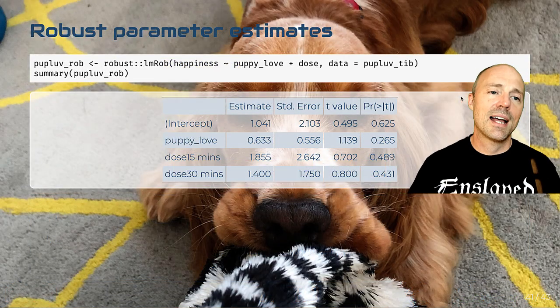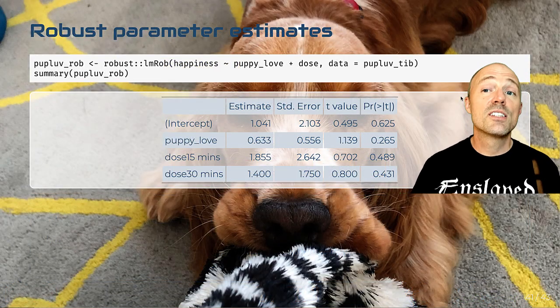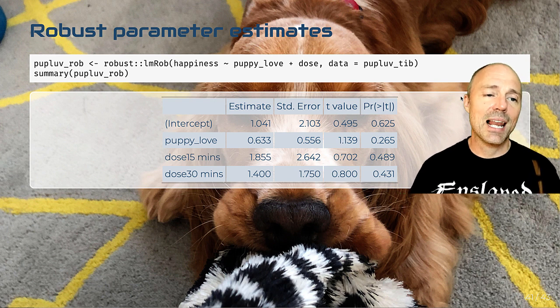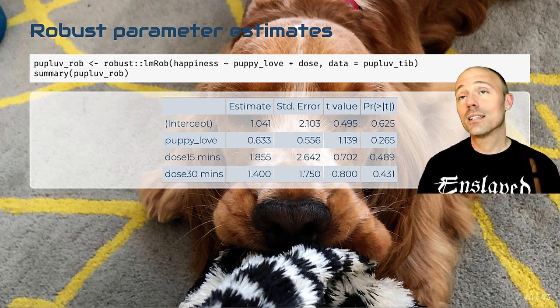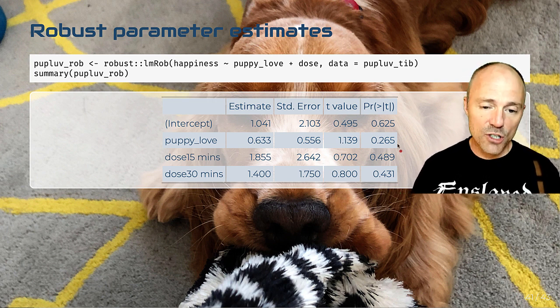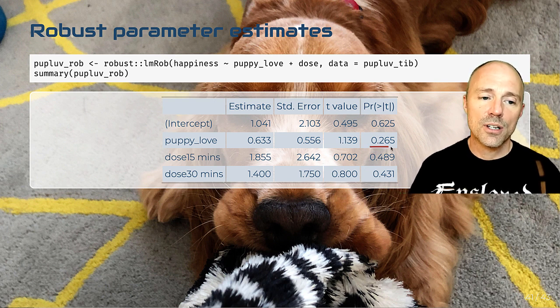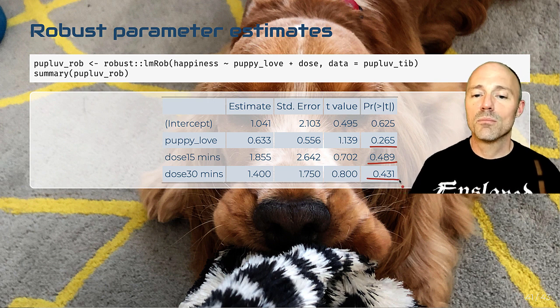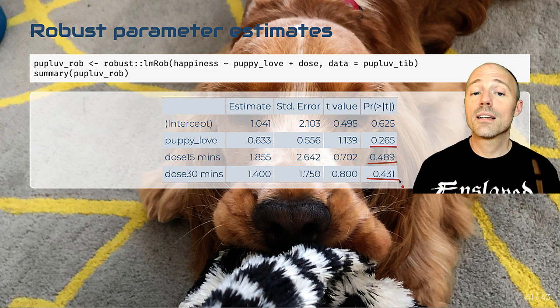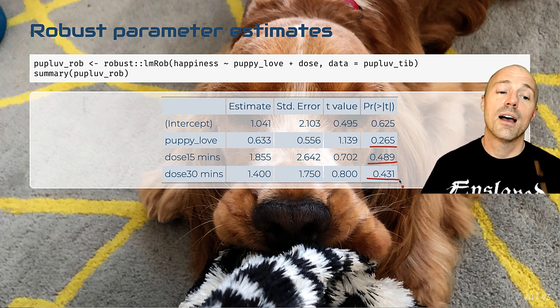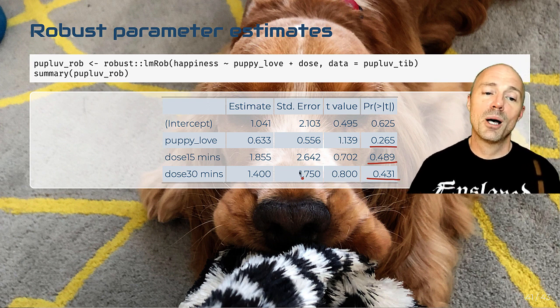Let's have a look at a robust parameter estimate. One way to approach a robust model is to use the lmrob function, and this uses a robust method to estimate the Bs and then the associated significance tests. Interestingly, when we use this approach, all of our effects become non-significant. So using a robust model, it looks like there's nothing going on. Puppy therapy doesn't work when you adjust for love of puppies.